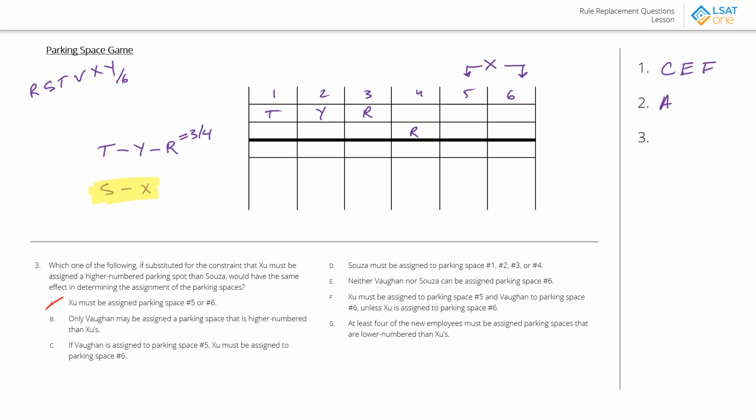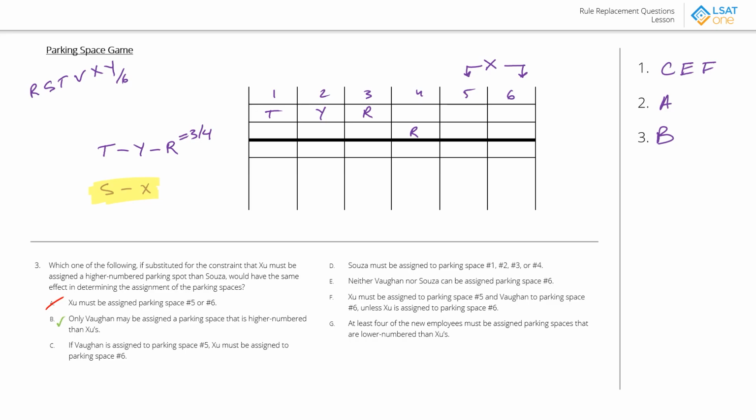And then the other half of this is, would it get the job done? And actually, yeah, because if V is the only person that can go higher than X, well, that means that S would have to go lower. So this always had to be true, and it gets the job done. B is a viable replacement.